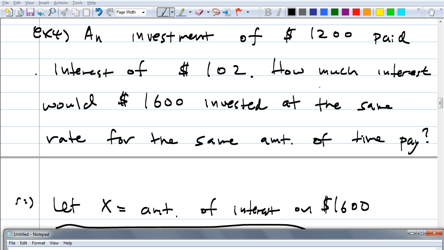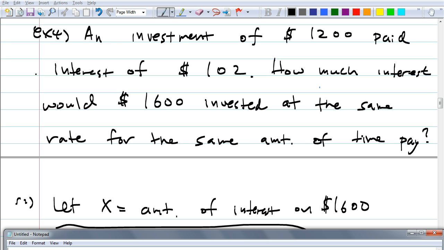Now, what is our topic today? Again, proportions. In order to get a proportion, do you think we're going to need some ratios here? Yes. In order to get a proportion, what do you need? You need ratios. How many? Two of them. And then they're going to have to equal each other, right? Does anybody see any ratio in this problem? Alvin? $1,200 over $102 equals $1,600 over X.